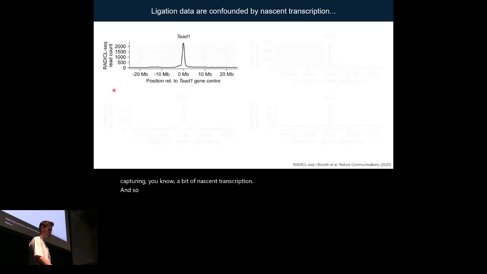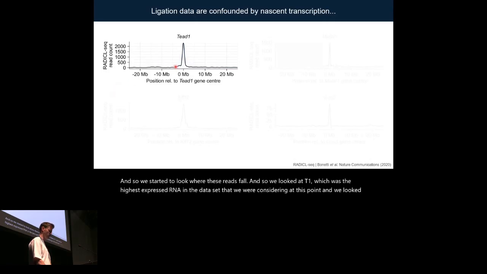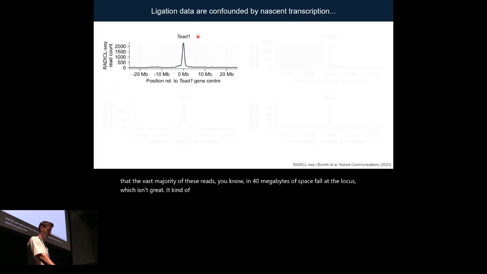And so we looked at TEAD1, which was the highest expressed RNA in the data set that we were considering at this point. And we looked at where its reads were falling. And so at 0 megabases here is the locus of TEAD1. And you can see that the vast majority of these reads, in 40 megabases of space, fall at the locus, which isn't great. It shows, and we have other data to suggest this, that this is nascent transcription and potentially not bona fide RNA-DNA interactions.